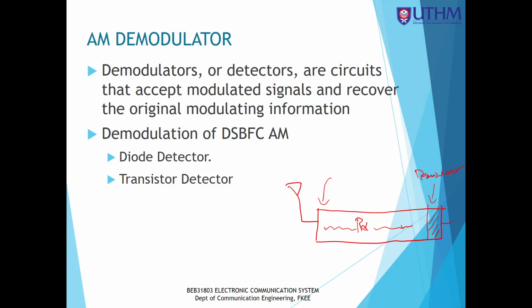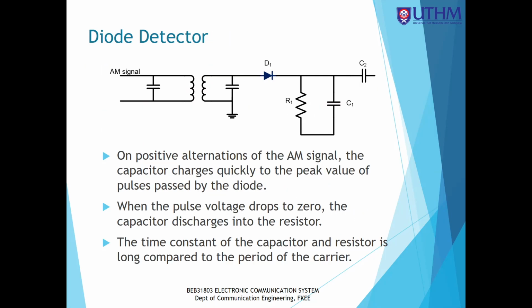So about the demodulator, there are two types of demodulator. This is also similar to the modulator circuit, where we have two types of modulator. For the demodulator, we have a diode detector and also a transistor detector. And this is the general circuit for the diode demodulator.